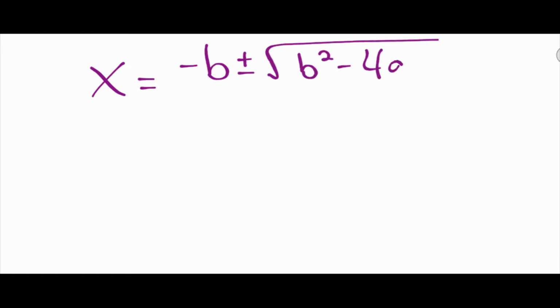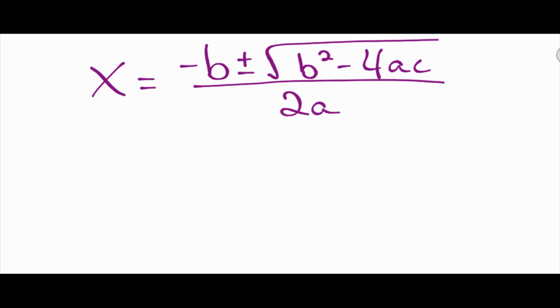The quadratic formula tells us some x value. It's always finding a solution to a quadratic. It's telling us what x value would make that function equal to 0. And we find that by using negative b plus or minus the square root of b squared minus 4ac all divided by 2a.